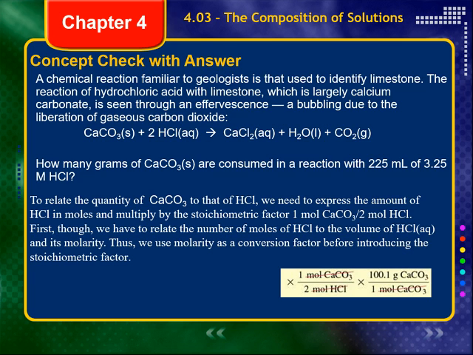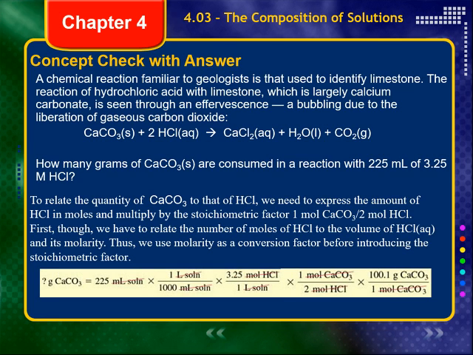Once we have the amount of HCl in moles, you're going to multiply by the stoichiometric factor of 1 mole of calcium carbonate over 2 moles HCl, because that is the mole ratio at which those two species occur. But first, though, we need to relate the number of moles of HCl to the volume of HCl, meaning we're going to take this 3.25 molar HCl, and we're going to get rid of that volume there. Thus, we use the molarity as a conversion factor before introducing our normal stoichiometric conversion.